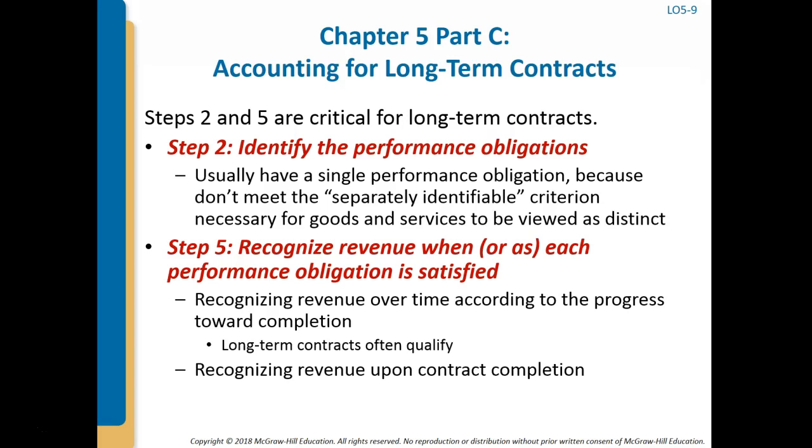It requires that sellers recognize revenue when performance obligations are satisfied. Long-term contracts often qualify for revenue recognition over time according to the percentage of completion, either because the customer controls the asset as it is completed or the seller is building an asset that is customized to the customer and the seller has a right to be paid for progress to date. If a contract doesn't qualify for revenue recognition over time, revenue recognition is delayed until the contract is completed.